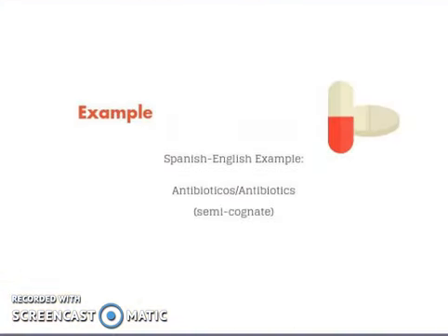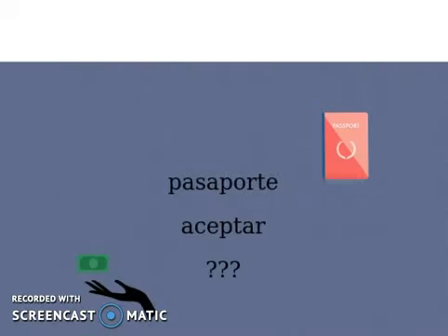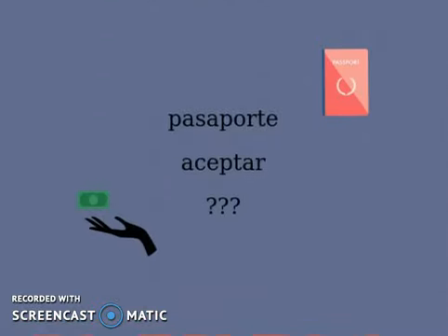So here's an example for you. Without knowing much Spanish, as an English speaker, you can probably guess the word for antibióticos in English. So it's antibiotics, of course. Antibióticos and antibiotics, while not quite identical, are cognate words in Spanish and English. Can you guess what pasaporte means? Right, passport. What about aceptar? This one is a verb in its infinitive form, which we know by that AR ending there. Did you guess accept? If so, you are correct.